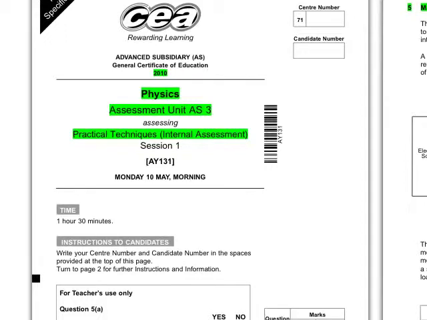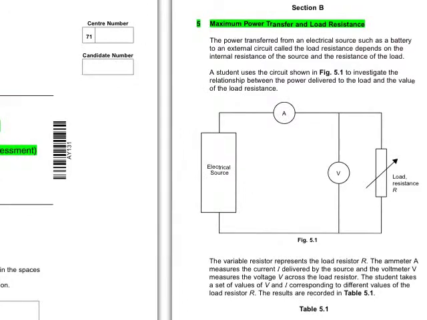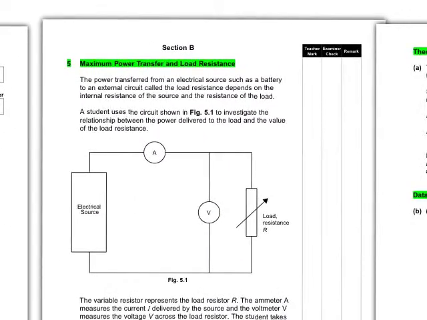Here we have a question from summer 2010, and I've chosen AS3, which is the Practical Techniques assessment. The question we're going for is a data analysis question, question 5, and it is worth 20 marks in total, so it's 50% of this exam comes from this section. Title of this question, as you can see, is maximum power transfer and load resistance.